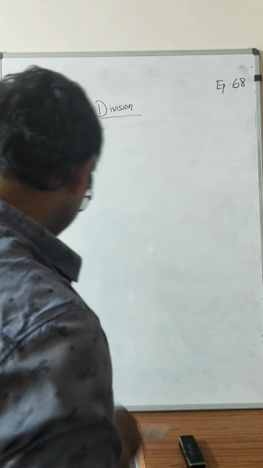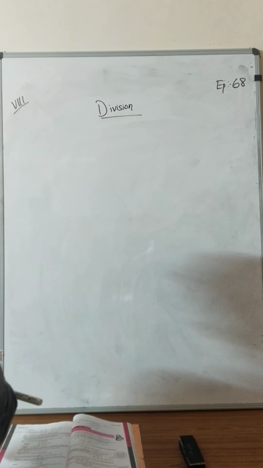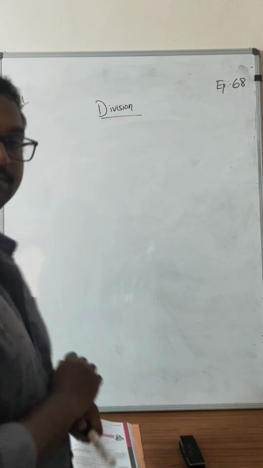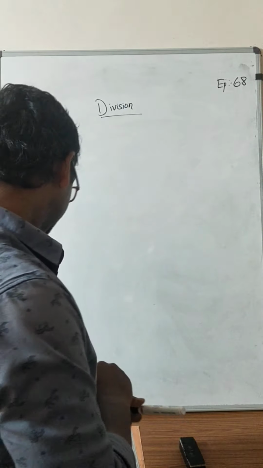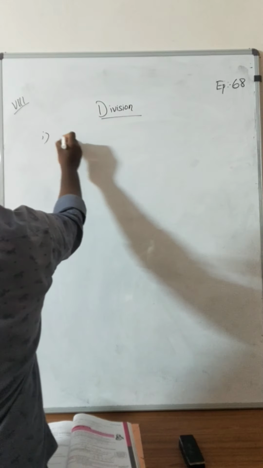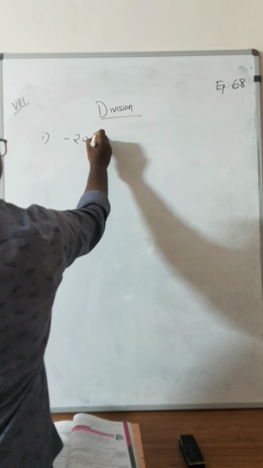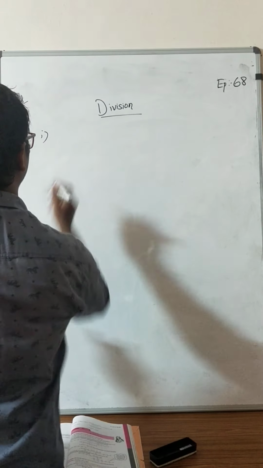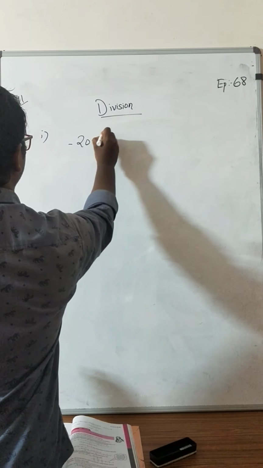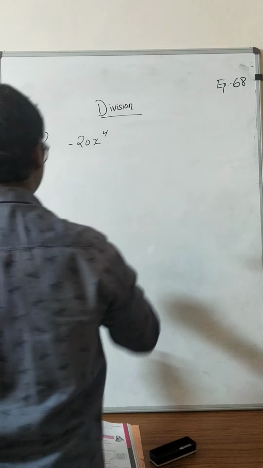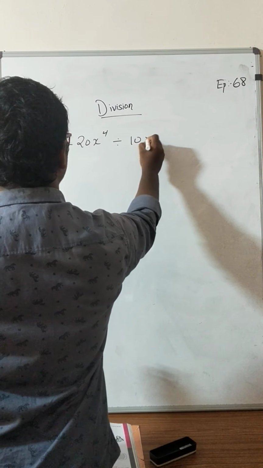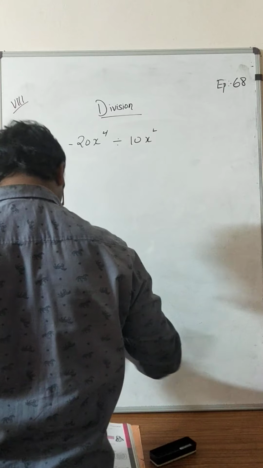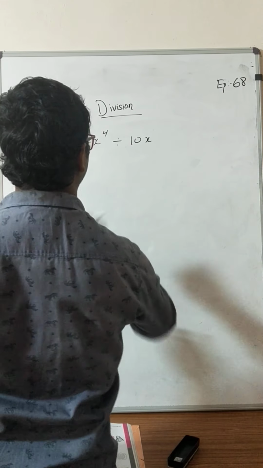Let us start with an example to understand division. Example 13, page number 224. The first question is minus 20x to the power 4 divided by 10x to the power 2.